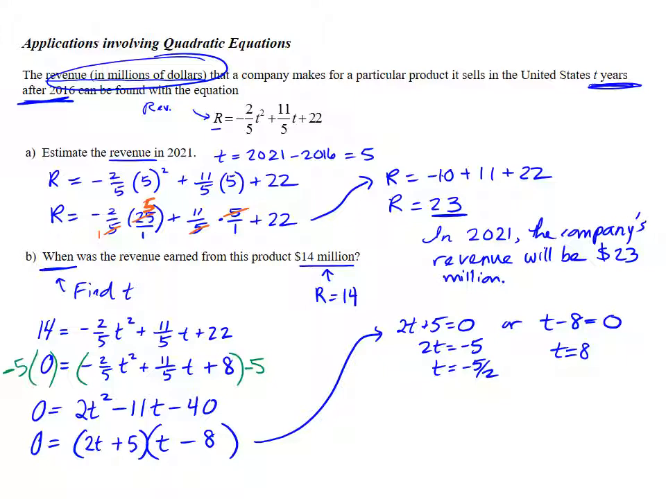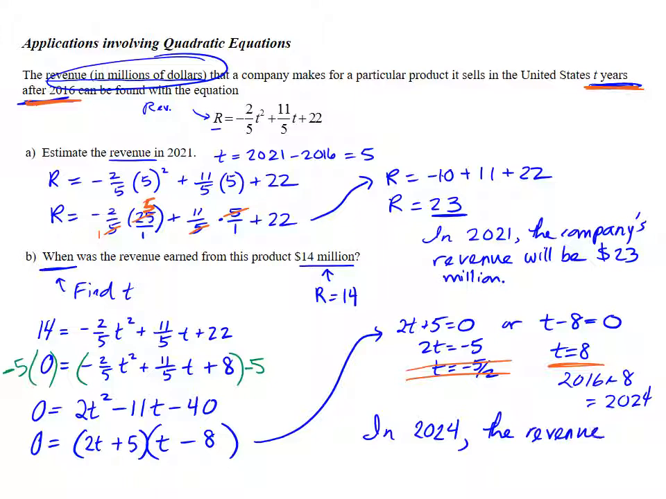Remember, we want to check to see that these answers make sense. What we're doing in this particular formula is we're talking about a number of years after 2016. If we're going forward from 2016, we have to go forward in time. We cannot have a negative time. So the only answer that makes sense in the scenario is to have a positive time. So 8 years since 2016. So 2016 plus 8 would be in 2024. So in 2024, the revenue will be 14 million.